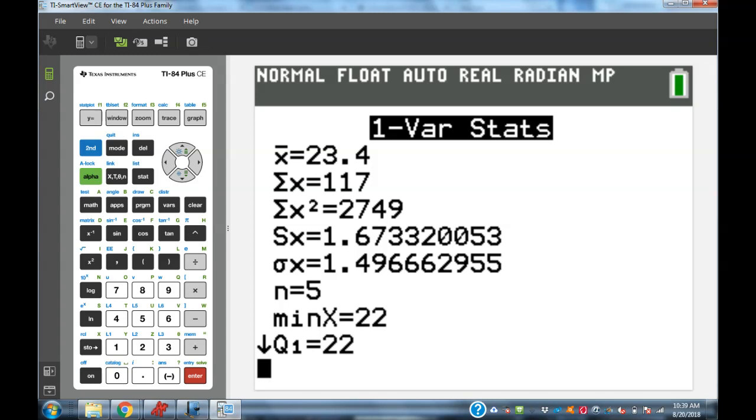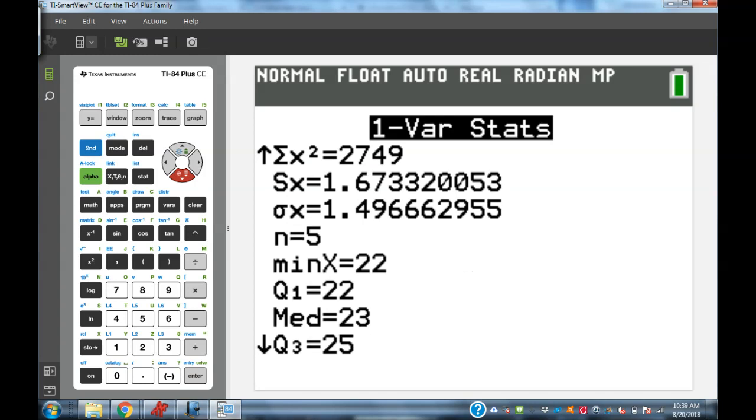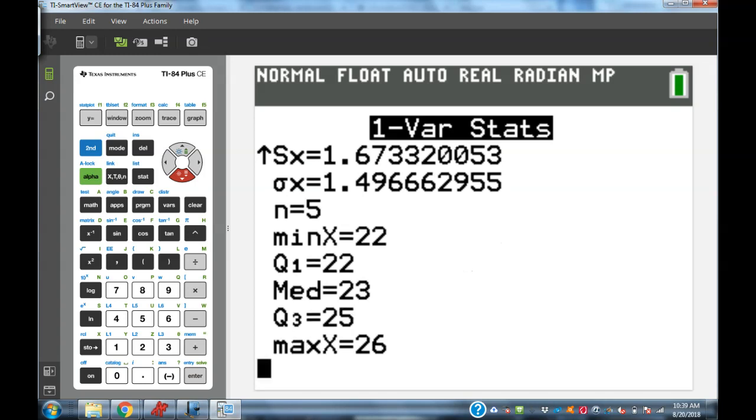But S, that's a sample. That's the lowercase sigma there. X is for a population. N is 5. The minimum is 22. We can press down, see all this other information it gives us. Gives us the median. Gives us Q1 and Q3. What are Q1 and Q3?